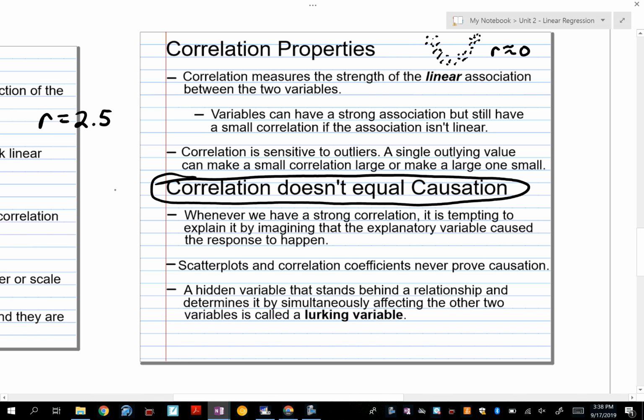I always hear people talk about when they find out that two quantitative variables have a positive or a negative strong correlation, then they go to that next step of, oh, well, this causes that. All right? So I want to be very clear, I'm going to say this a lot, that just because you find something that has a strong linear relationship does not mean that there's a cause and effect relationship.